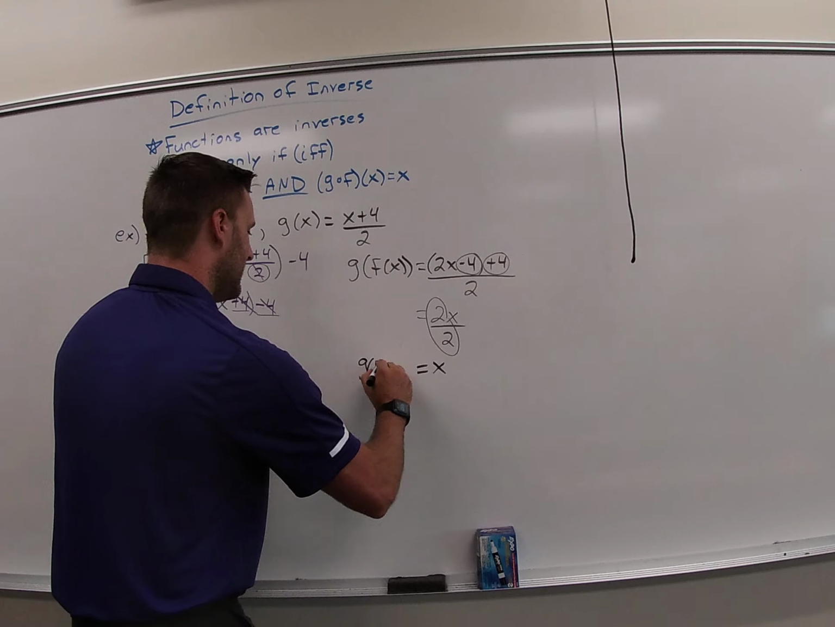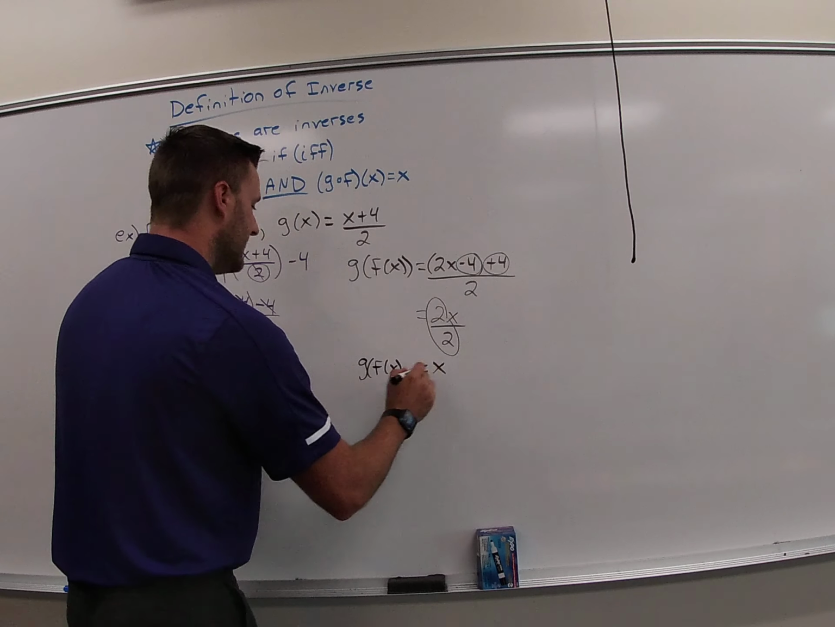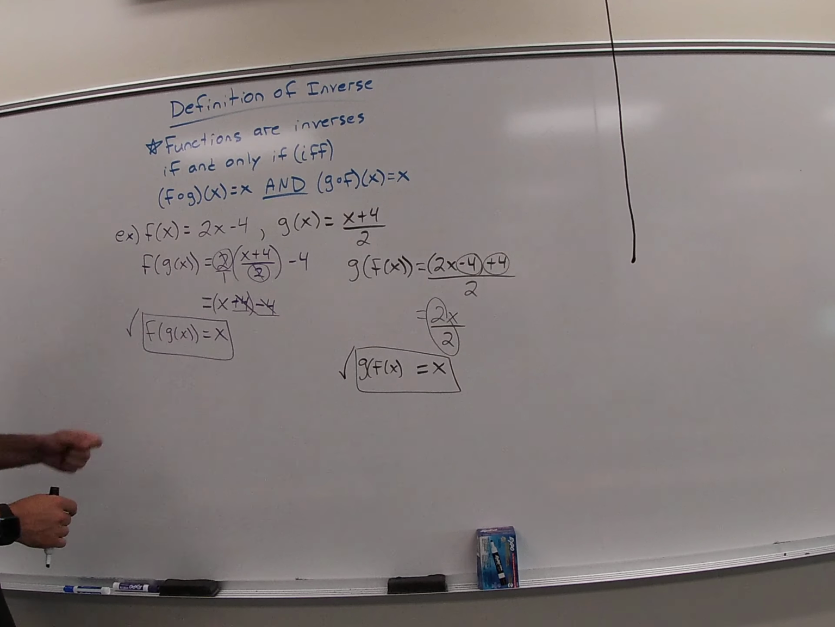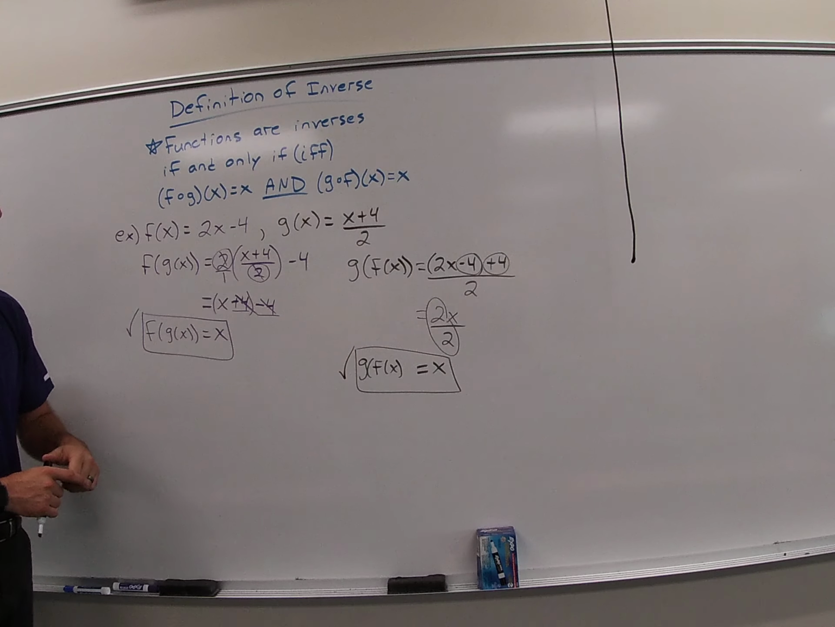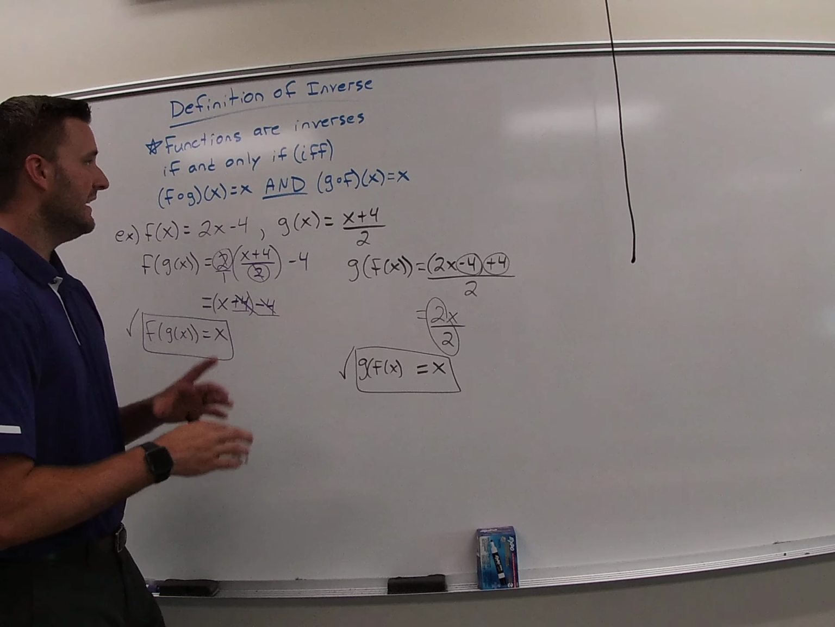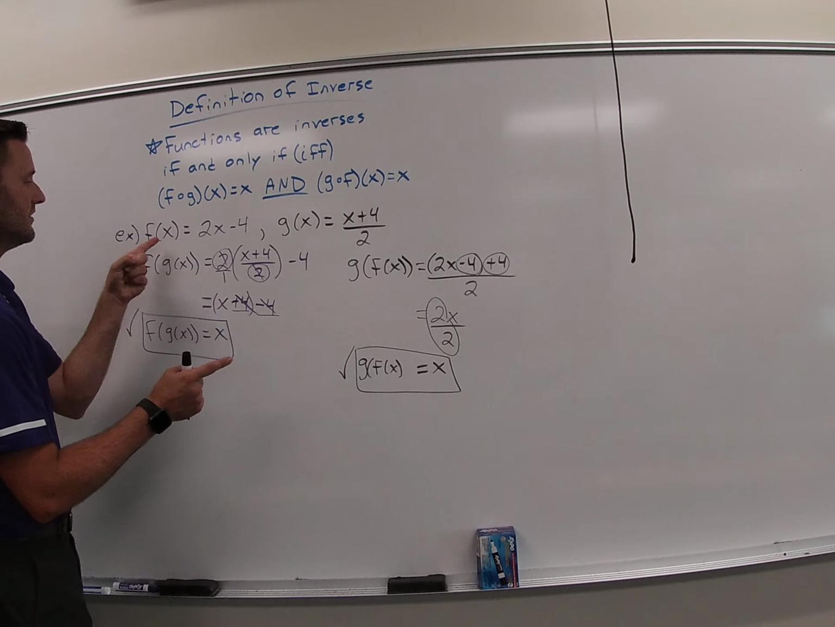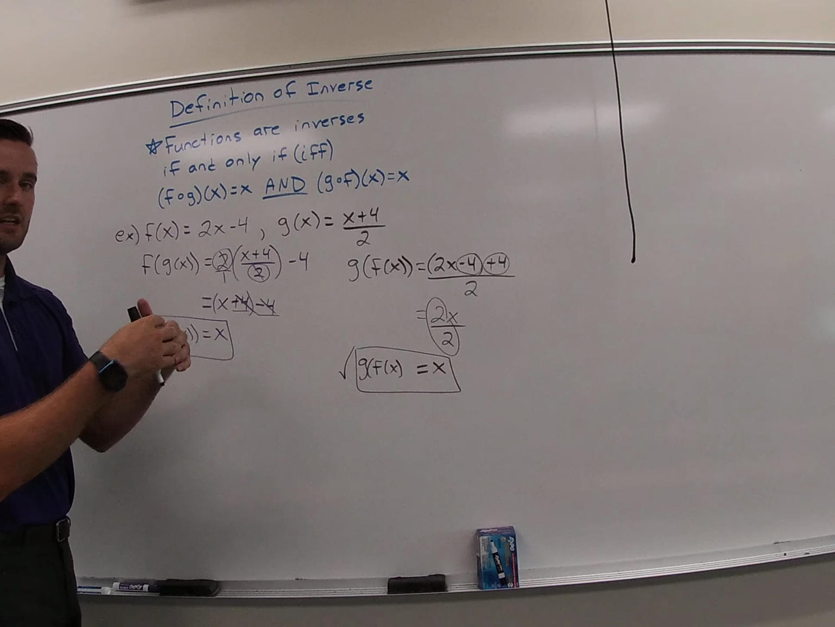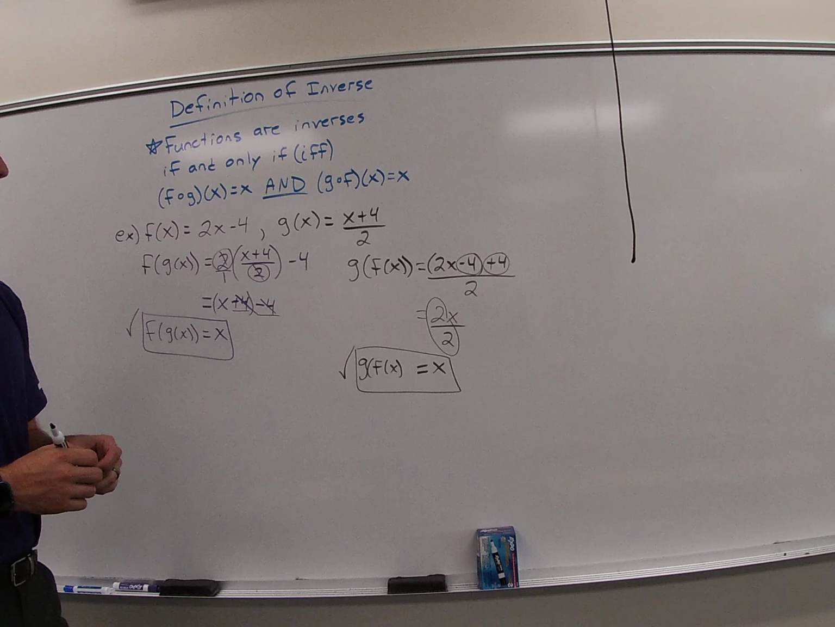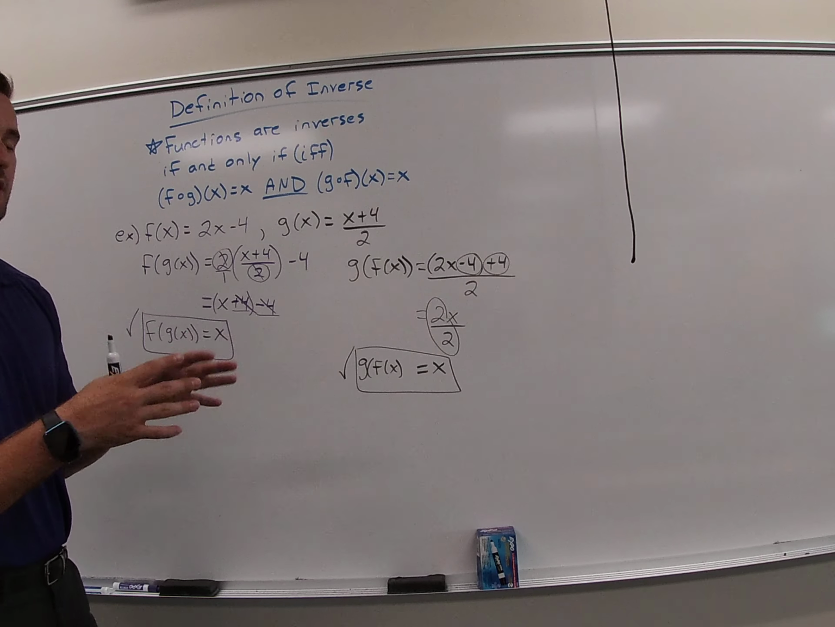So g of f of x does equal 1x. And because both of those are true, because f of g of x equals a positive 1x, and g of f of x equals a positive 1x, then we can say our original functions, f of x and g of x, are inverses of each other. Next, we're going to talk about how to graph these, and then we'll be able to see graphically that they are inverses as well.